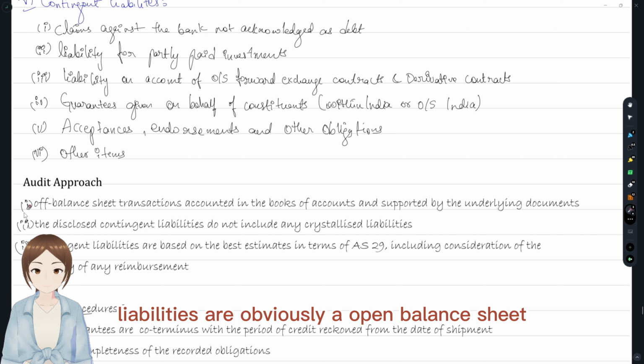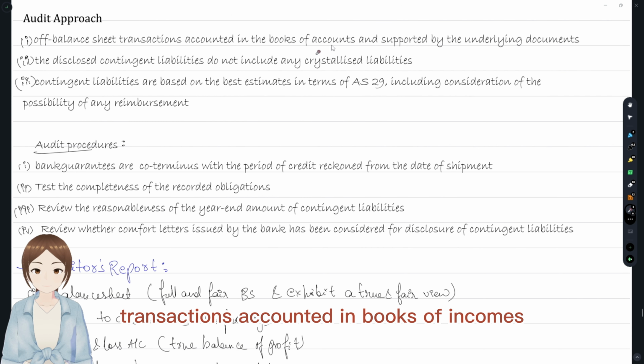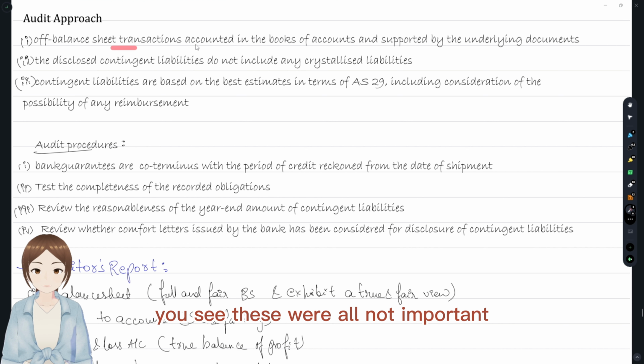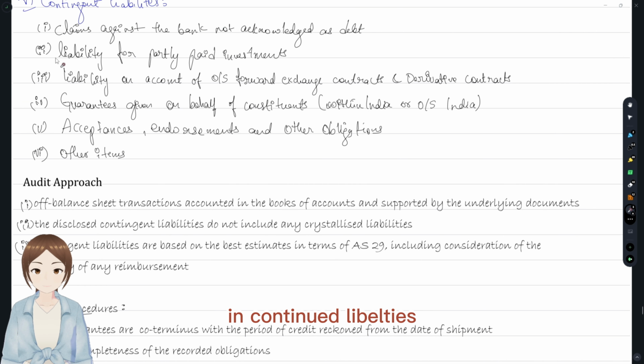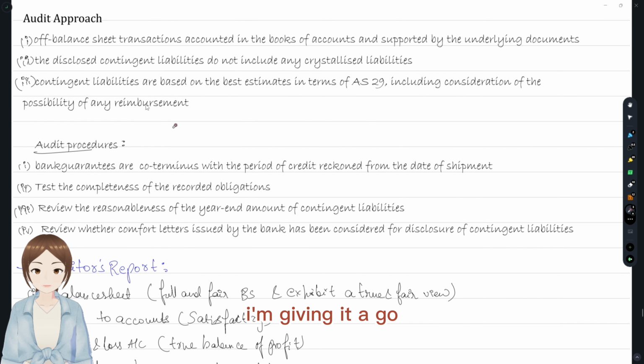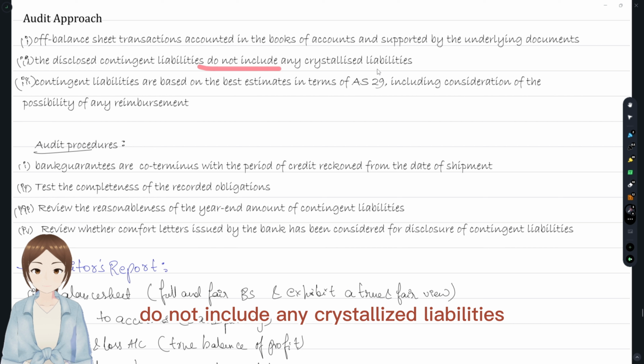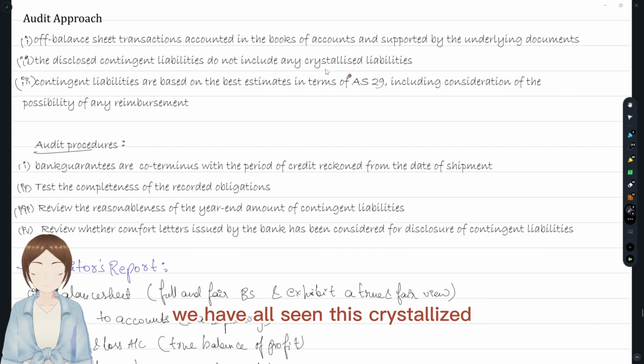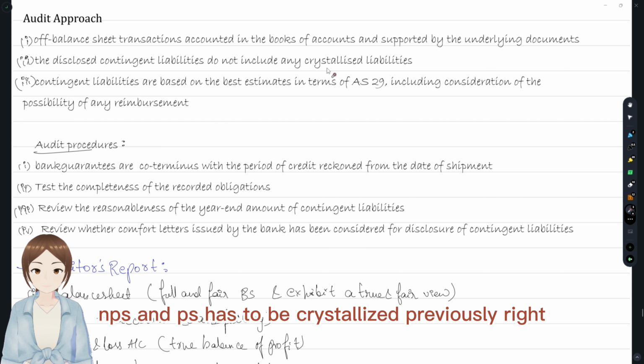Contingent liabilities are obviously off-balance sheet transactions accounted in the books of accounts and supported by underlying documents. The discounted ones are disclosed. You see, these were not all important in contingent liabilities. Only these 5 points were important. You need not remember that, but I'm just giving it a go. The disclosed contingent liabilities do not include any crystallized liabilities. We have seen crystallized NPAs, right? NPAs have to be crystallized previously, right?